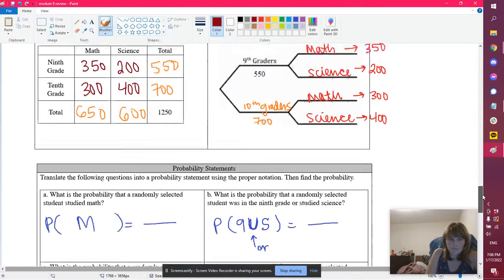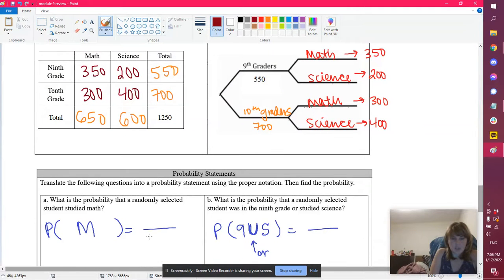All right. What's the probability that a randomly selected student studied math? There is no bar, so it's going to be out of 1250. And the total math people are 650. I know I'm going with total math because it didn't say anything about your age group, right? I don't want the 9th graders or the 10th graders. I just want everyone who likes math, the total of people who like math.